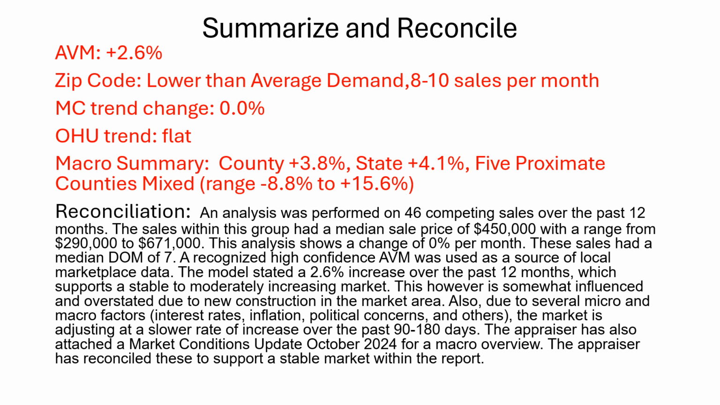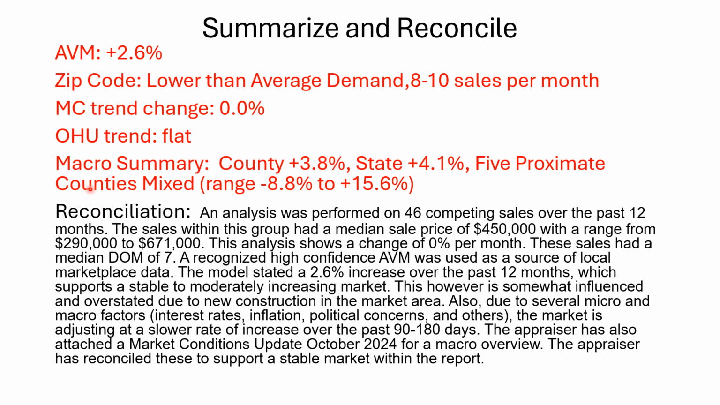So lastly, I summarize and I reconcile. My AVM was up 2.6%. The zip code was lower than average demand with about 8 to 10 sales a month. My market condition trend change was actually 0. That was determined by my stats provider, Spark and Synapse. The 1-unit housing trend was also flat. The macro summary: the county was up 3.8%, the state was up 4.1%.